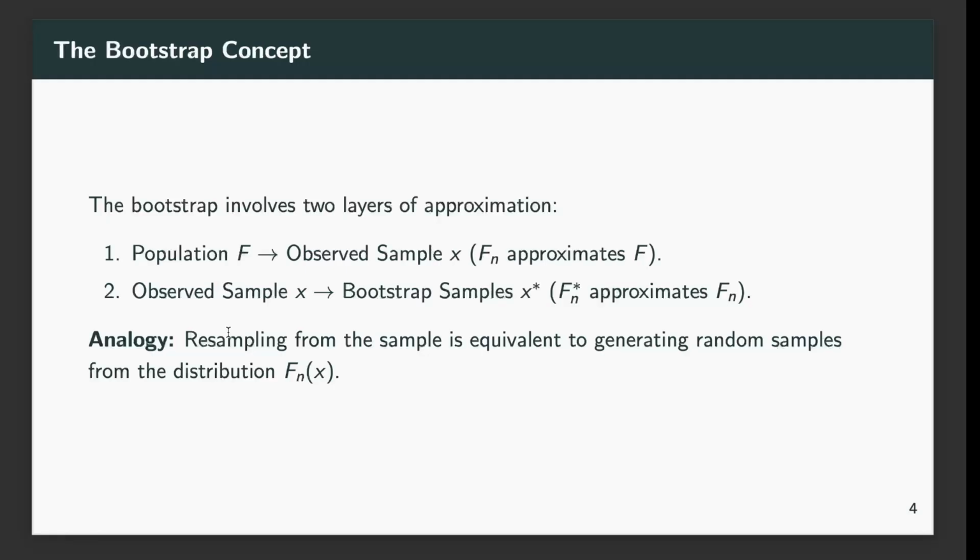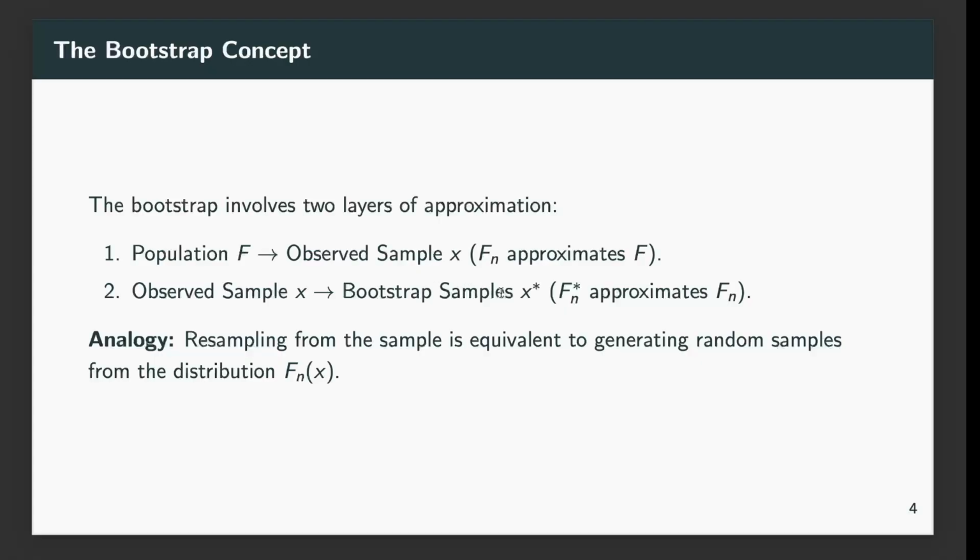approximation that we do. If we look at the first approximation here, the population F goes to the observed sample X. So we replace the unknown F with Fn, which is the empirical distribution of the observed data. So approximation 2 is when the observed sample X goes to the bootstrap sample X star.